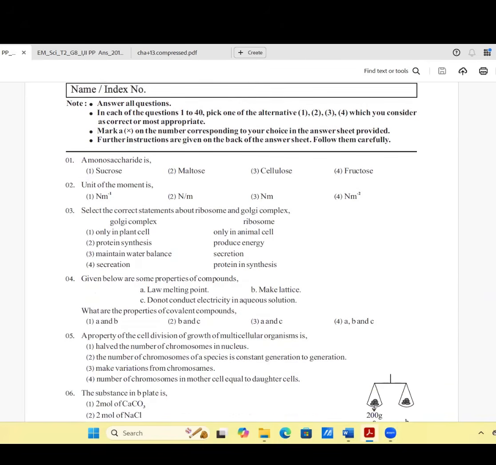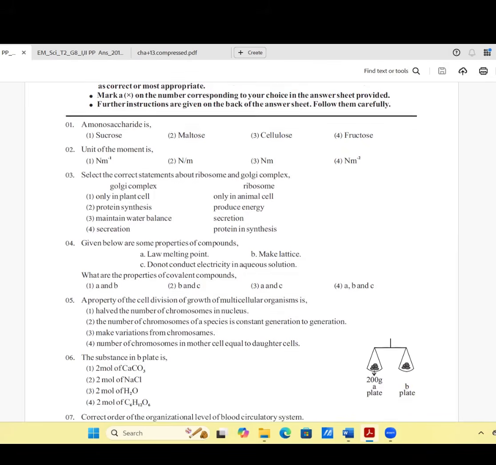Number 2. The unit of moment is answer number 3, Newton meters. Moment equals force multiplied by distance. Force is measured in Newtons, distance is measured in meters. So the answer is Newton meters, number 3.